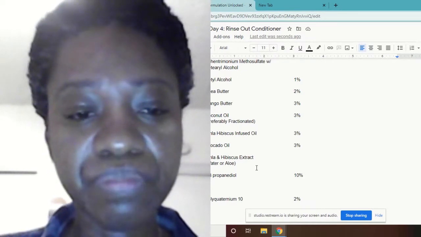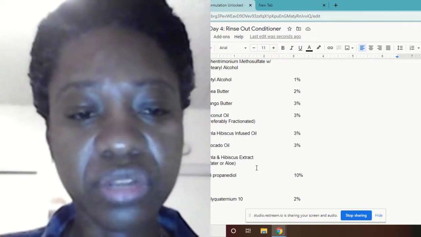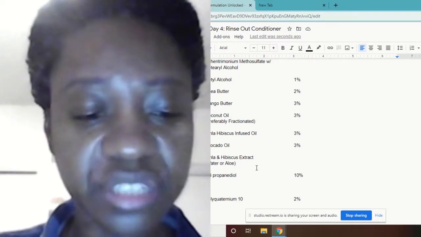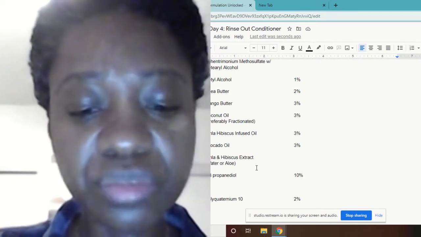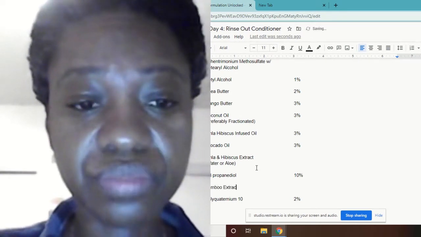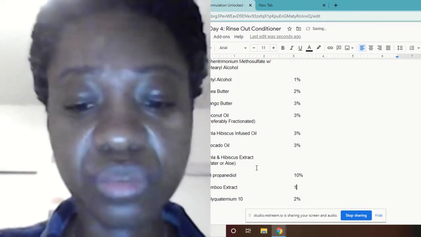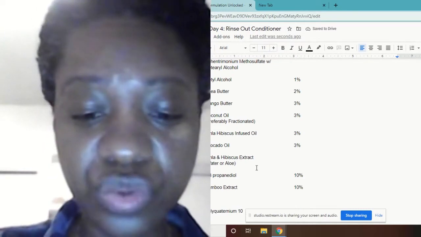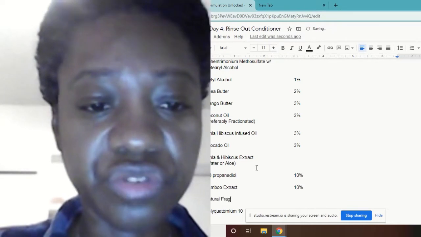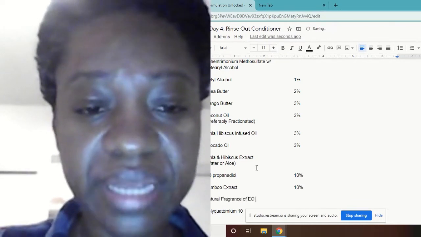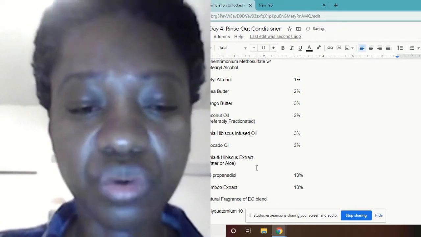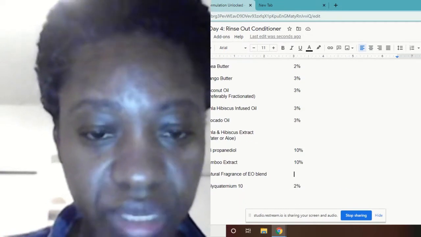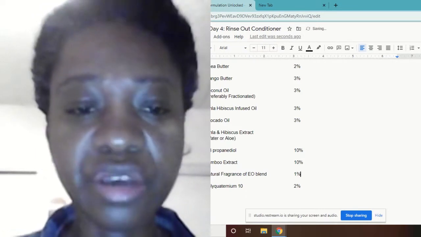And then I would say let's do some natural fragrance and essential oil. So let's do bamboo extract. I love bamboo extract. And if we do that at 10% as well, it'll make an amazing slippery moist conditioner. And then let's do a natural fragrance or EO blend. Hopefully you'll understand that it's just essential oil blend. But if you're looking at it later and you're like, what the heck is EO blend? Let's do 1%. Now, obviously, you can go up to 2%.